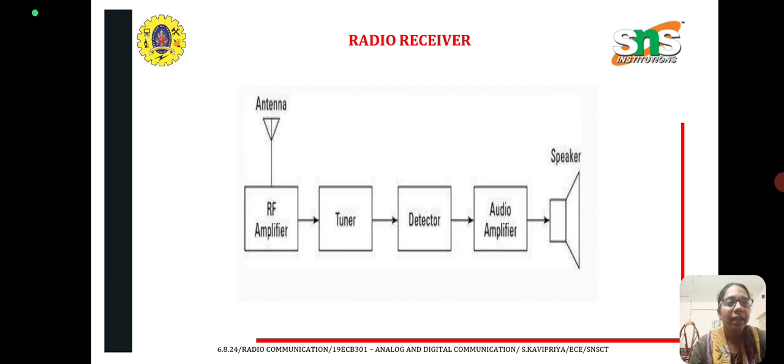On the receiver side, the signal received from the antenna is RF amplified and given to the tuner. From the tuner, it is given to the detector, which separates the audio signal and the carrier signal. The audio signal is further amplified using the audio amplifier and given to the speaker.